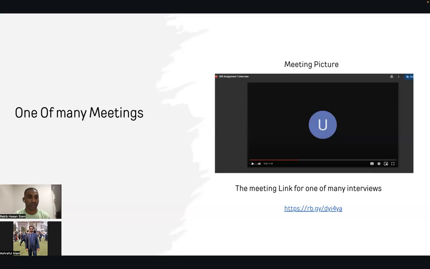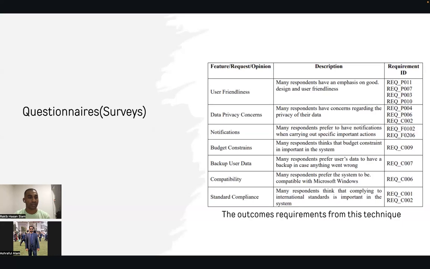This is a screenshot of one of our meetings with the stakeholders. We did a survey with questionnaires. Many respondents required that they need a user-friendly UI. They have data privacy concerns. Many respondents want notifications when carrying out specific important actions. They have budget constraints on the system. They need backup of user data.